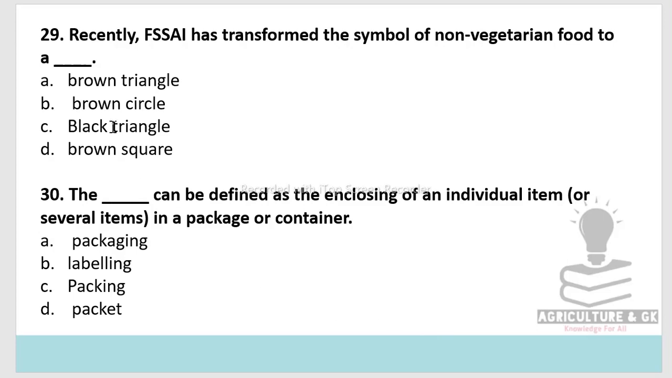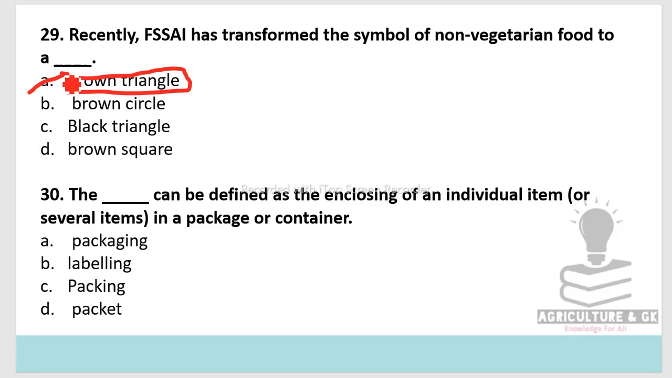So it was transformed to a brown triangle. So the now new symbol of non-vegetarian food is a brown triangle. So our answer will be option A.